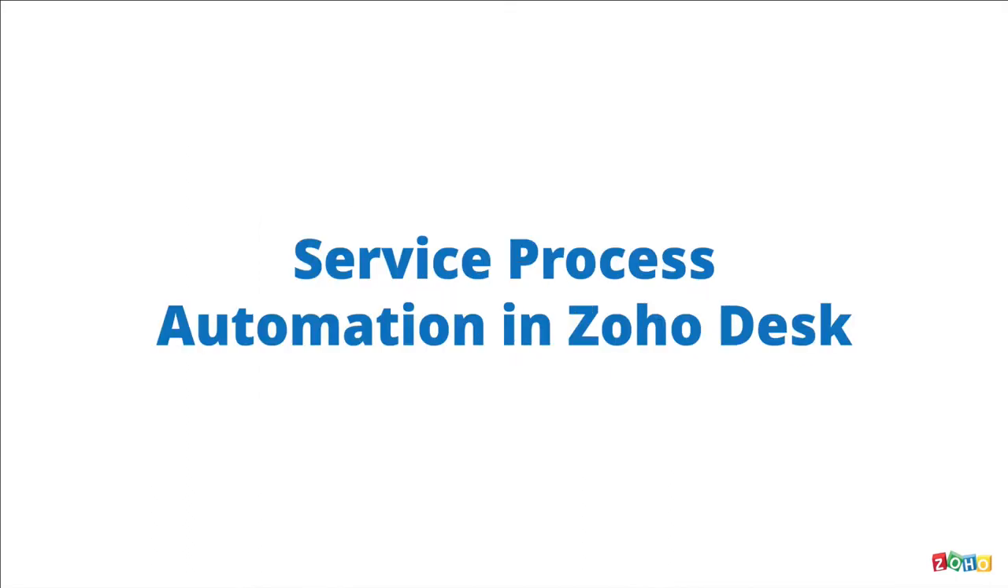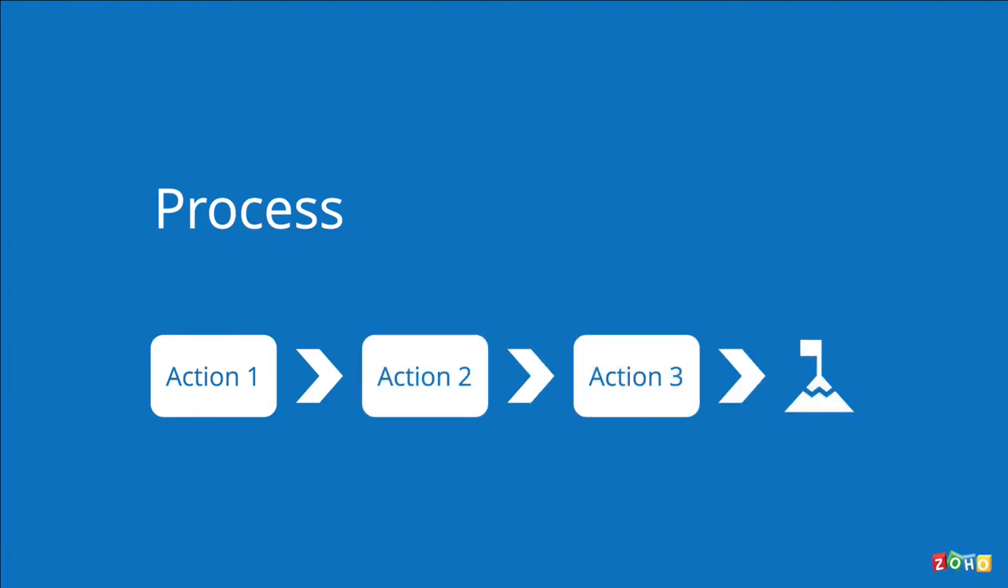I'm going to take you through how Zoho Desk can help you with service process automation. Let's start with the basics. First, we'll define what a process is. A process is a series of steps you need to take to complete a goal. Letting software handle a process reduces the risk of human error and gives you quick, consistent results.